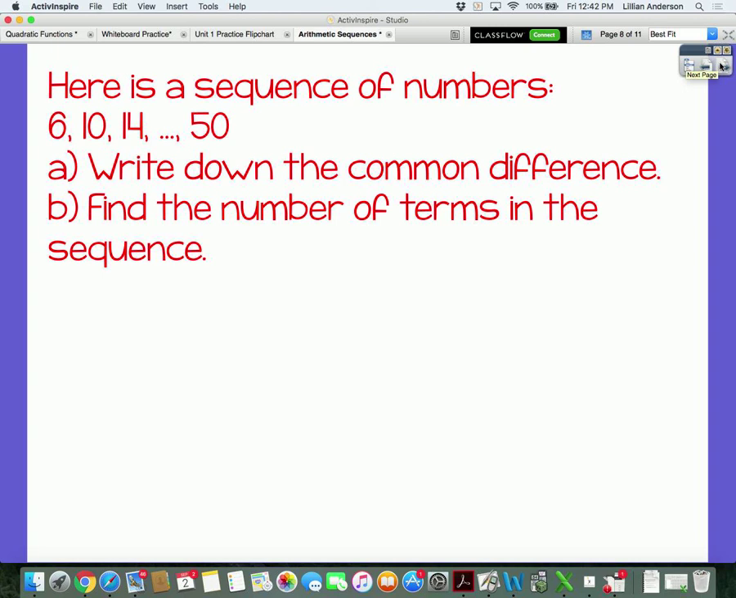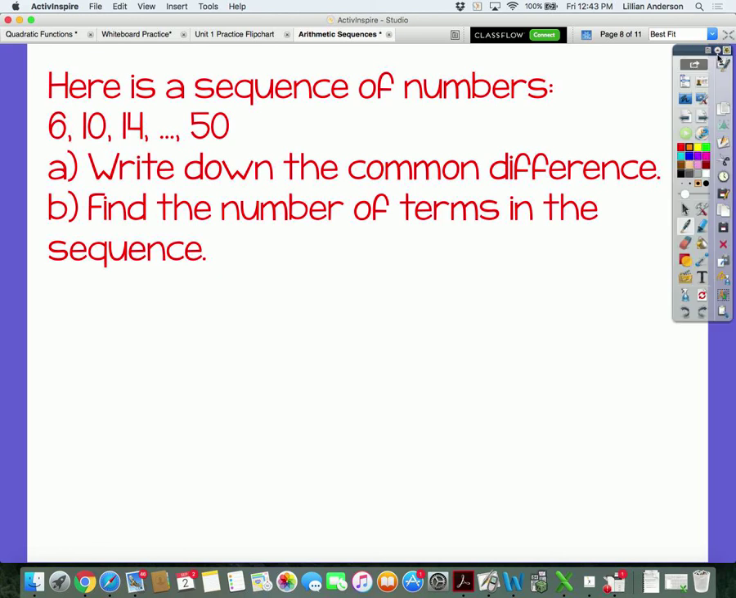Here's a sequence of numbers. Compared to the other one, what's different? You're getting the end, but you don't get the middle. You don't know their places. Well, we do know the first 3, but that last one, we don't know, do we? Okay? But we can figure out our common difference. What's our common difference? 4.